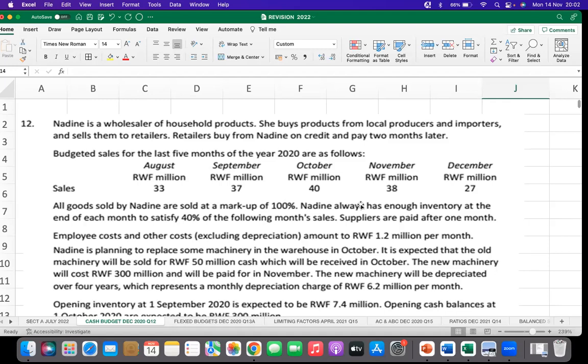All goods sold by Nadine are sold at a markup of 100%. Nadine always has enough inventory at the end of each month to satisfy 40% of the following month's sales.